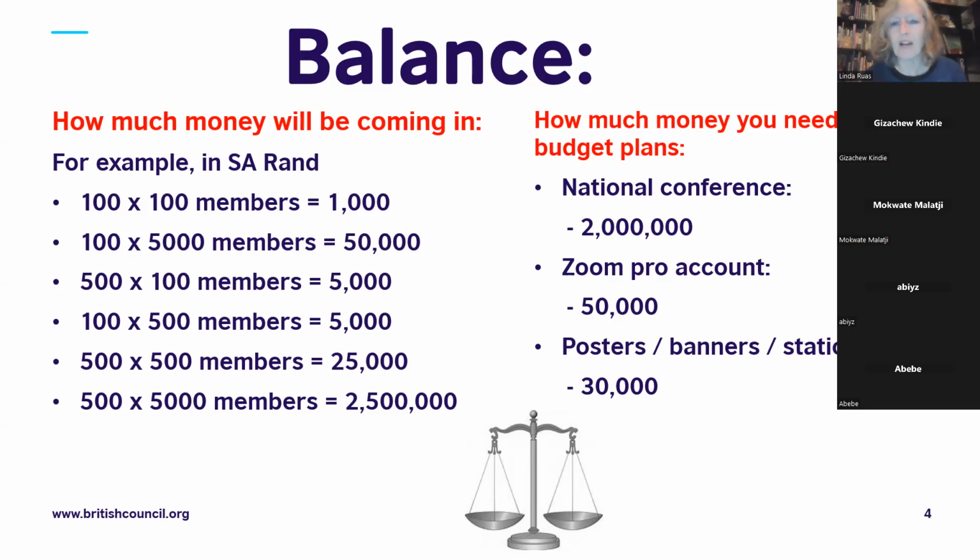And then you balance that against how much you need. So you need to have these budget plans. You need to have a conference. You need to fund that. You need to get all the equipment, the posters, the banners, for example. Maybe you need a Zoom Pro account, and you need to put all the necessities on one side and all the money coming in on the other. You might not get enough. So this is where we're going to look at all the other things.